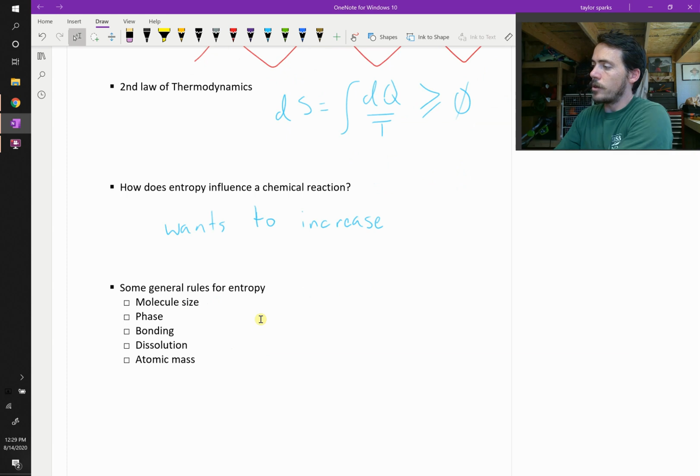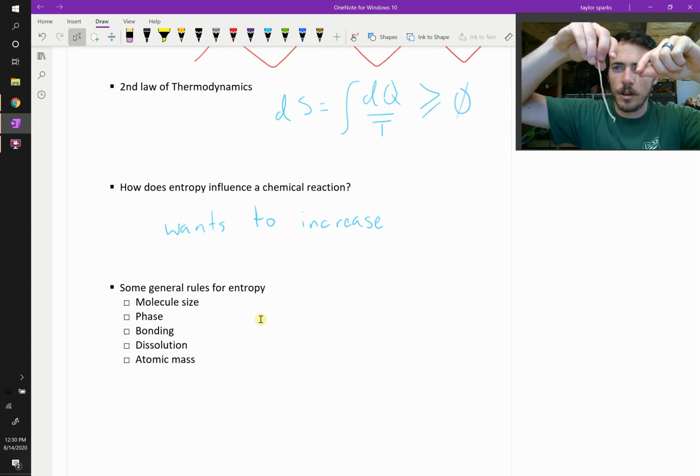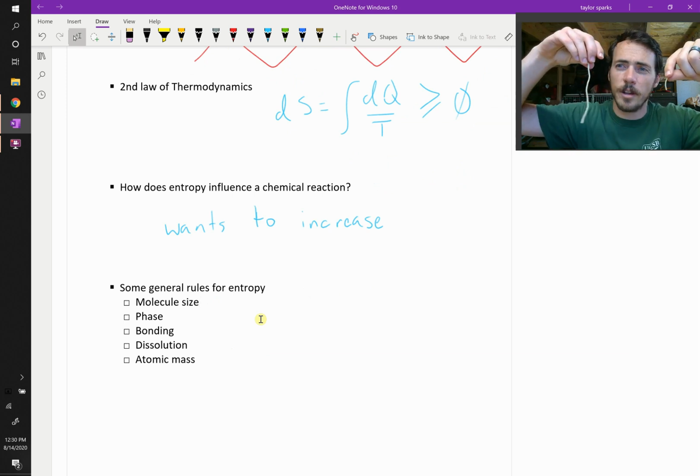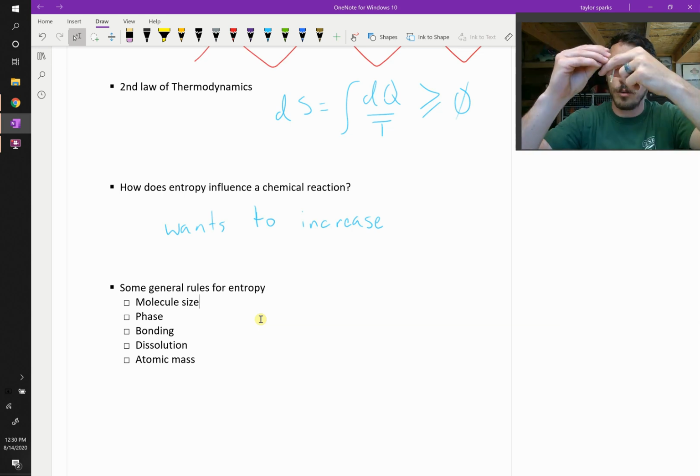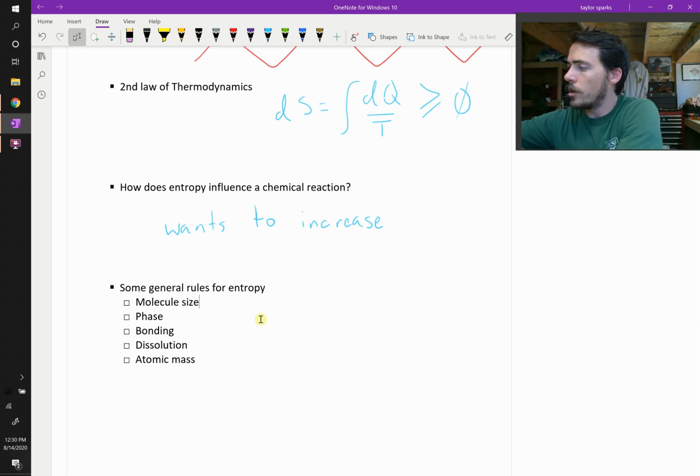For example, consider this little tiny spaghetti noodle, right? Now compare that to a longer one. Which one of these has more configurational entropy? Which one could we arrange in more ways? Well, this one, right? We could arrange it and twist it and curl it in ways that the other one can't do. Okay, so bigger molecules have more entropy.